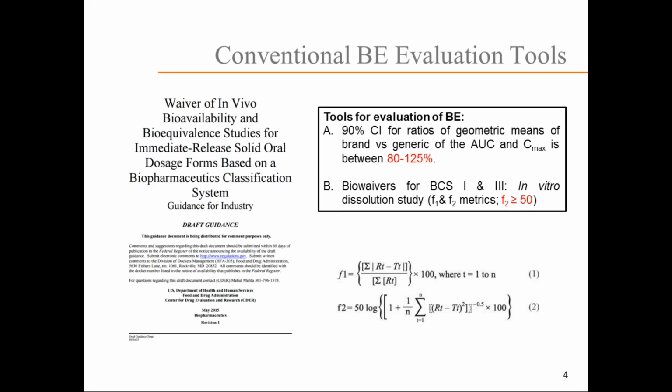So Jim already showed how you can calculate the F1 and F2, so without wasting time, I'm just going to the next slide. I would like to point out that this F1 and F2 system is only applicable for BCS class 1, and recently it has also been applicable for BCS class 2, provided the excipients you are using in brand and generic are qualitatively the same and quantitatively also the same.